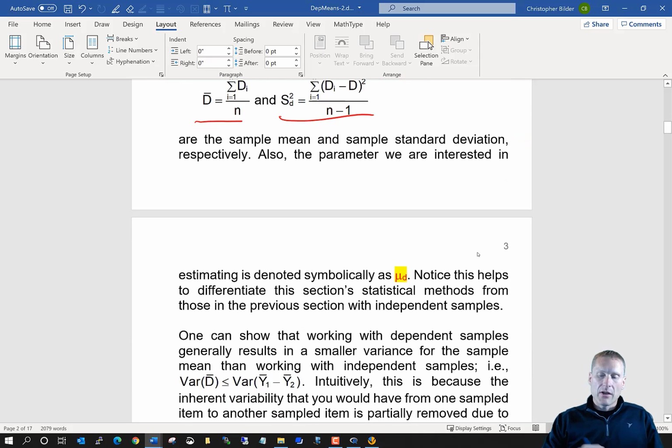Also, we're interested in the difference of two population means in order to make inferences about it. Since we're working with these differences, instead of writing it out like this, you could write it as, let's say, mu sub d, the population mean of the differences. And yes, we do still have two populations. But using this notation helps us differentiate it from what we were doing when we had independent samples.